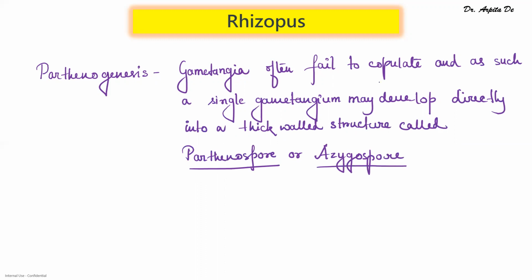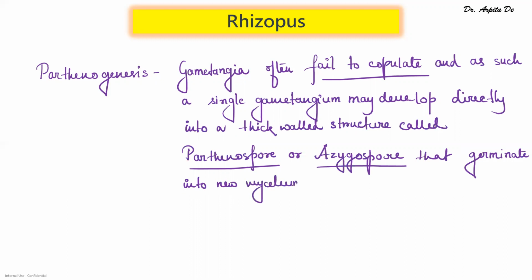This results when copulation doesn't take place. The gametangia fail to copulate. Understood? Parthenospore resemble the typical zygospore only. There is not much difference, so the external structure is similar. And that also germinates into a new mycelium in due course of time. So we can write that also: germinate into new mycelium in due course of time.